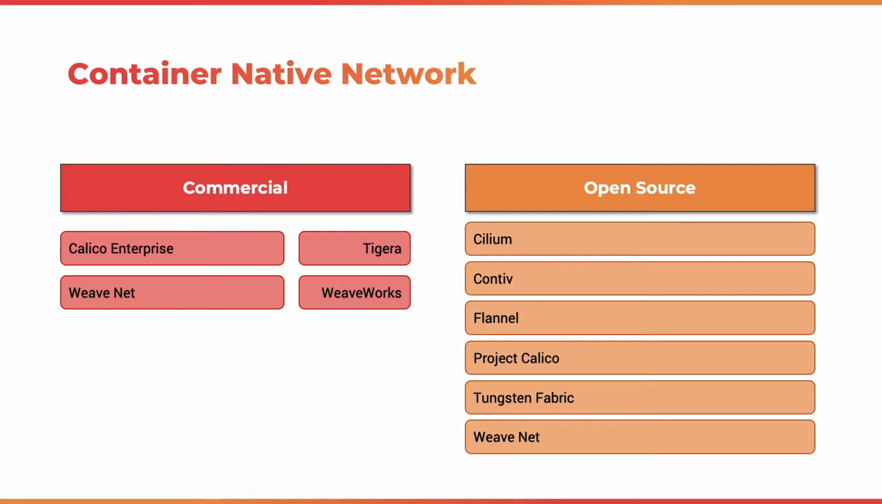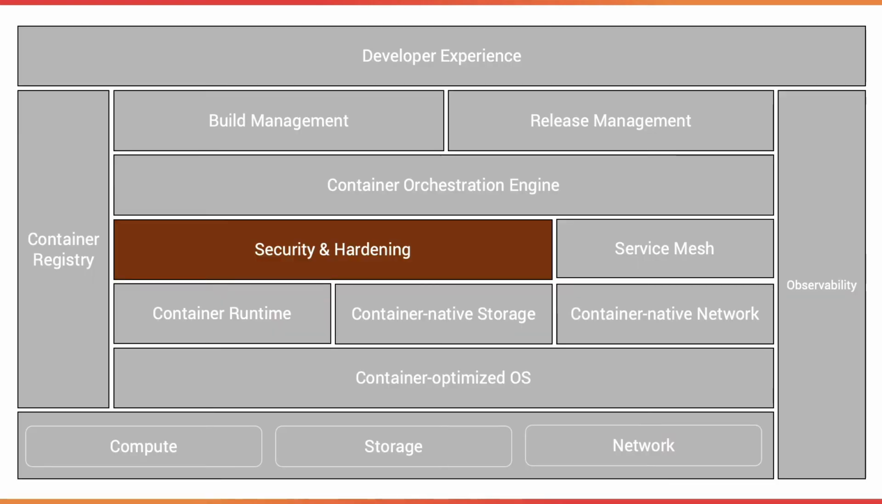So that concludes the building blocks of this stack, which is basically container runtime, container native storage, and container native network. Now, let's go a level above and talk about security and hardening. This is very essential because when you're running cloud native workloads, you have many components to take care of and many components to secure. So when you are running your Kubernetes clusters in production, you got to make sure they are secure and hardened.